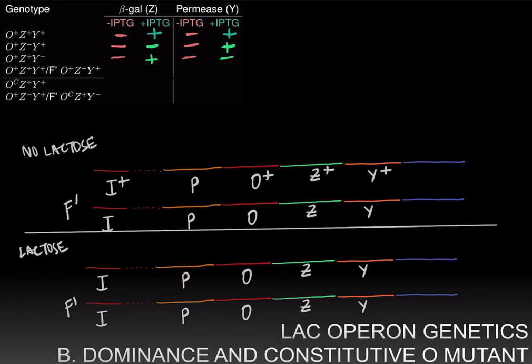So this was an F minus strain, which was a wild type, and then this was mated with an F prime strain with the genotype O plus Z minus Y plus, giving us a partial diploid where you are a heterozygote for the two alleles of LAC-Z.